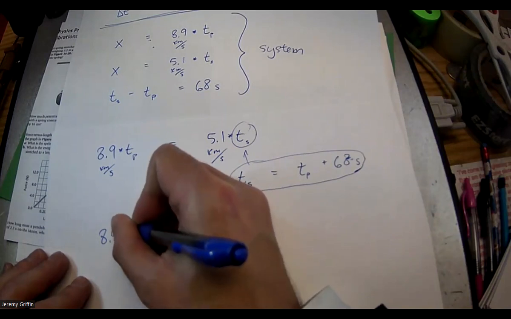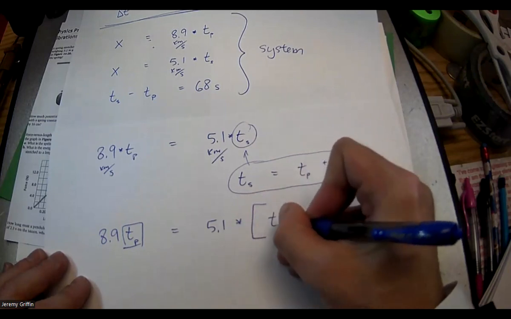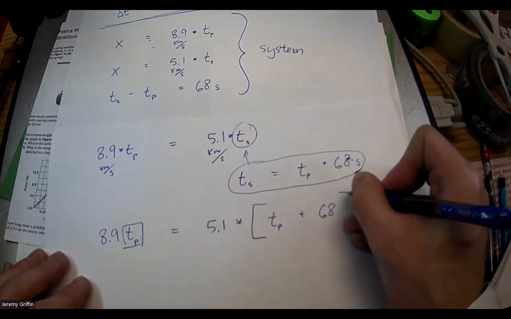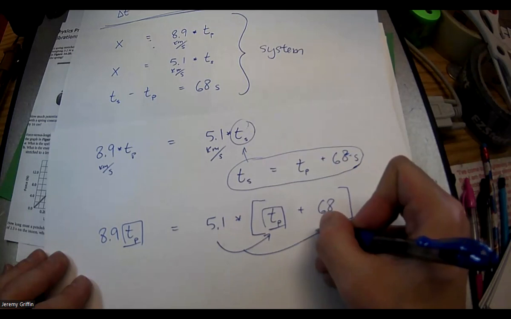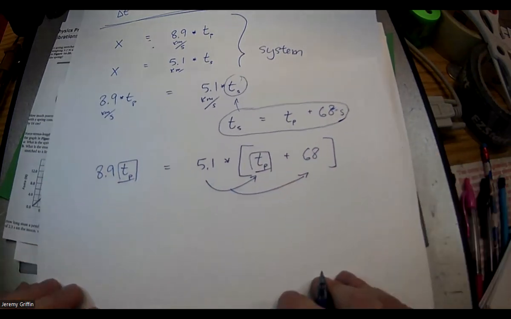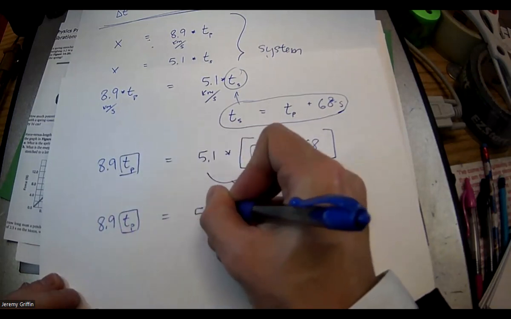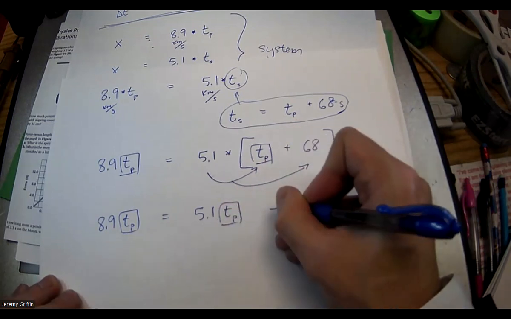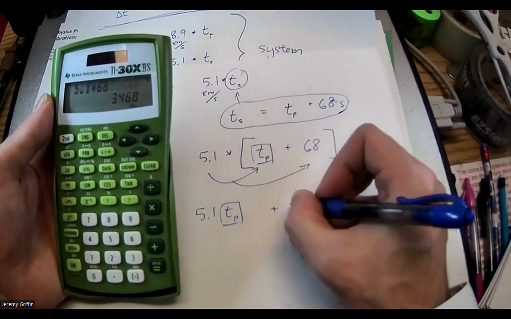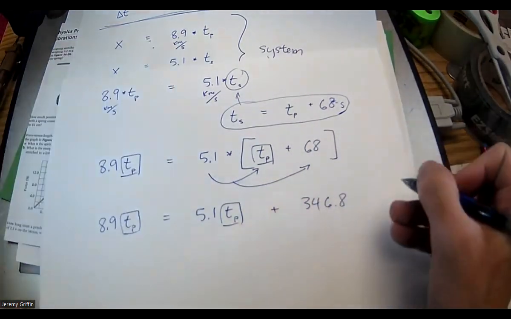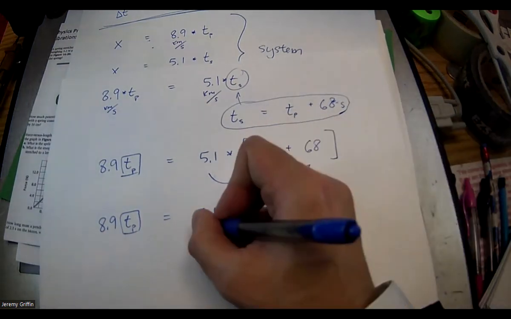8.9 TP is equal to 5.1 times TP plus 68. I'll drop the units just for a couple of steps, just to make it look a little cleaner. Can I distribute that 5.1 kilometers per second? So 8.9 TP is equal to 5.1 TP plus, let's see what this is, 5.1 times 68, 346.8 kilometers.